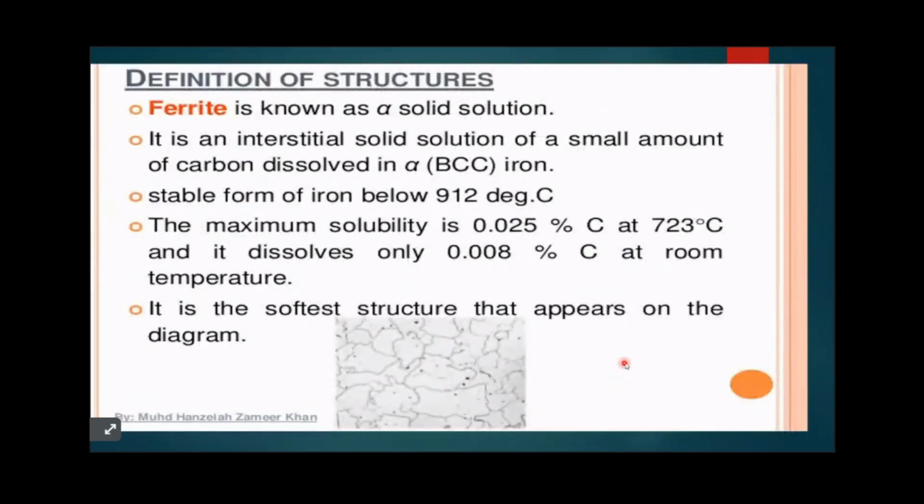Then the second one is the ferrite structure. Ferrite is also known as alpha ferrite or alpha solid solution. It is in the form of a BCC structure. It occurs at a temperature of 912 degrees Celsius. This ferrite is obtained maximum in the case of low carbon steel at the temperature of 723 degrees Celsius. So this is the ferrite form of structure.